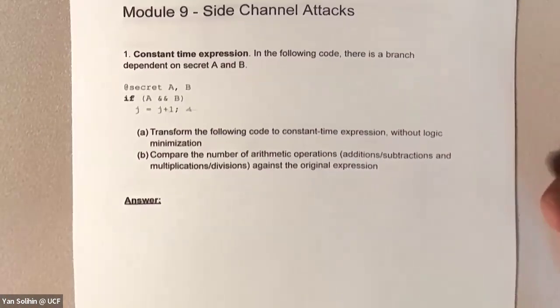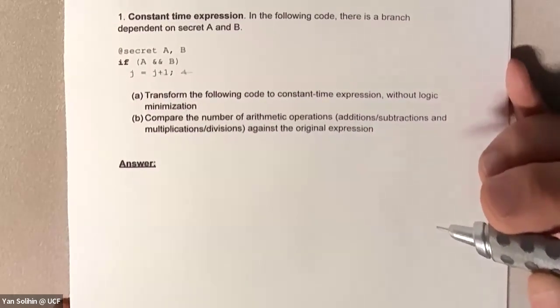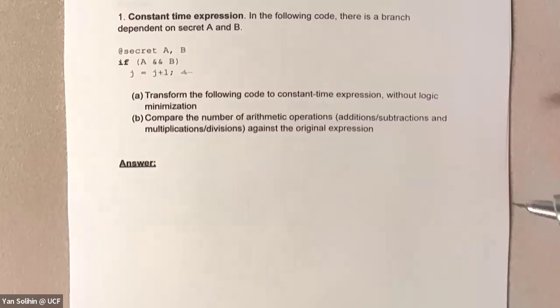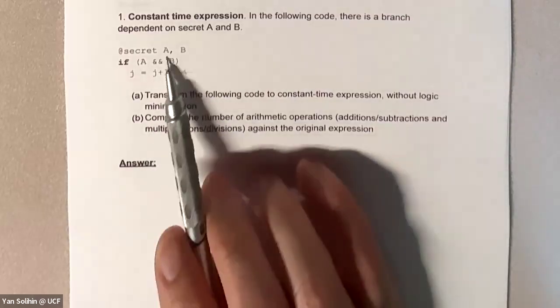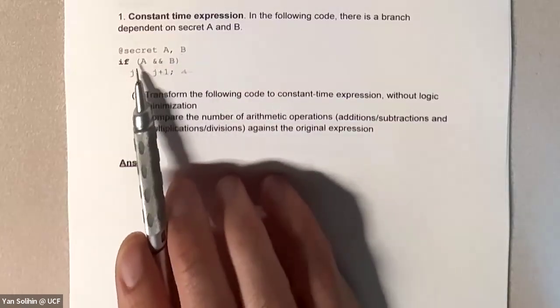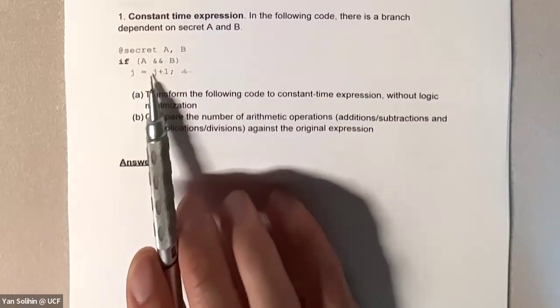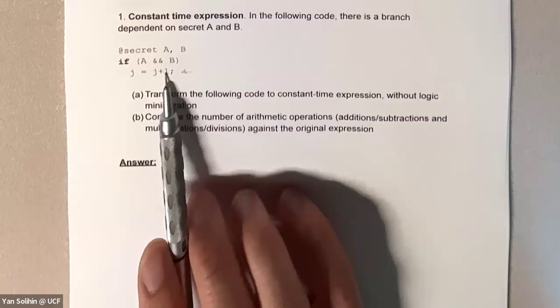All right, so let's look at side channel. And the first problem is constant time expression. In the following code, there is a branch dependent on secret A and B. The secret is being used for a conditional branch. So if A and B, then we change the value of J by incrementing it.